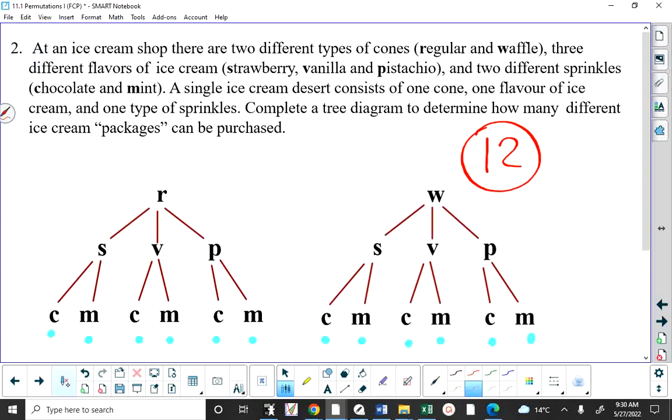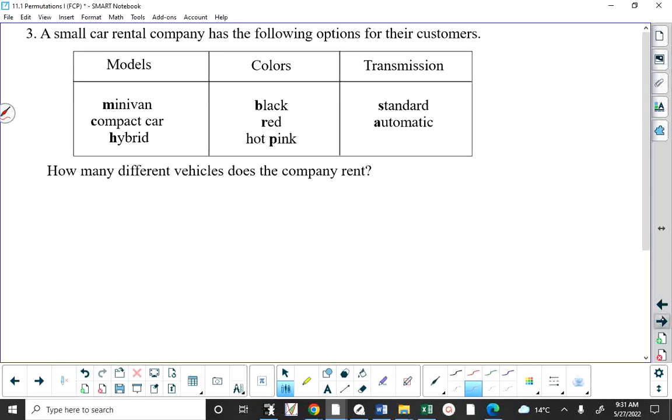The next example is going to illustrate why we really need a better method than a tree diagram or trying to write them all down. Because number 3 is really the same as number 2, except there's more choices. You still have 3 decisions to make. This is a car rental company. They have minivans, compact cars, and hybrid vehicles to rent. They only stock 3 colors, black, red, and hot pink. And you can get an automatic or a standard transmission for all of the vehicles. The question is, how many different vehicles are there?